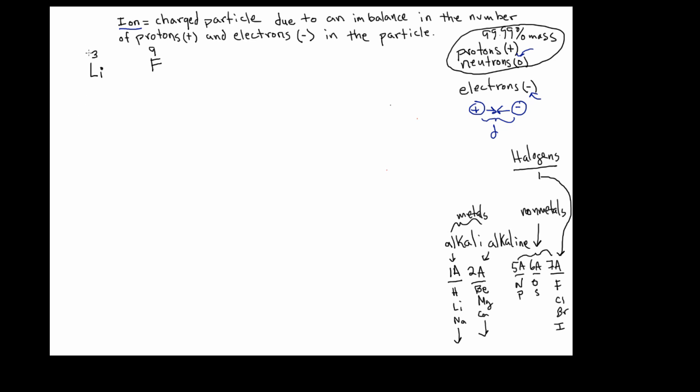All right, now lithium has an atomic number of 3. That means it's got 3 protons in its nucleus. So I'm going to represent those protons this way. For this presentation, I'm going to ignore the neutrons because they're not involved in this transfer.